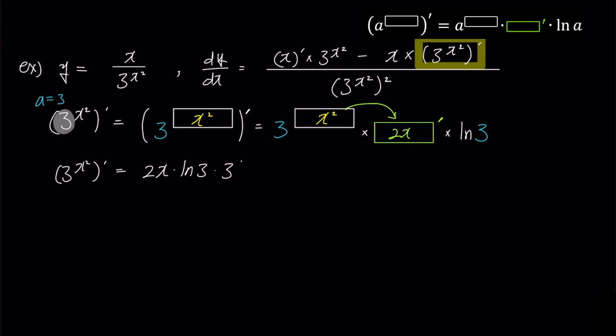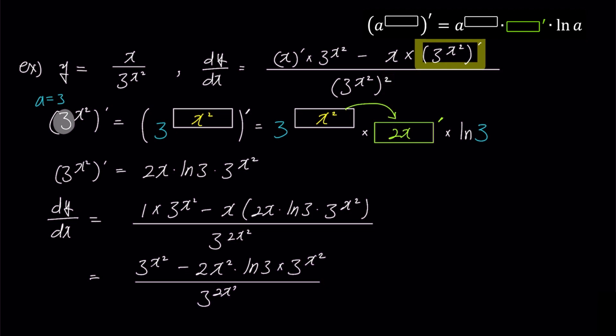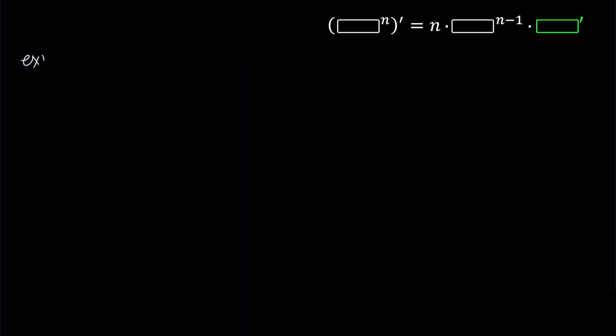Now we substitute the derivative we found into the quotient rule result. We get dy over dx equals 1 times 3 to the power of x squared minus x times 2x ln 3 times 3 to the power of x squared, all over 3 to the power of 2x squared. Simplifying the numerator a bit, it becomes 3 to the power of x squared minus 2x squared times ln 3 times 3 to the power of x squared, all over 3 to the power of 2x squared. Now let's solve the last example.